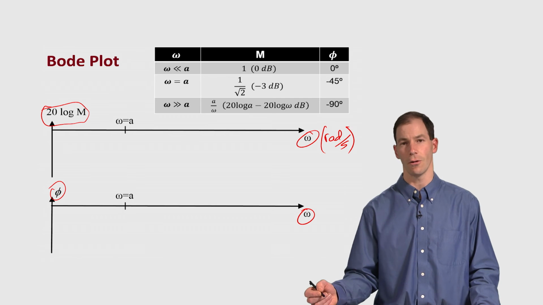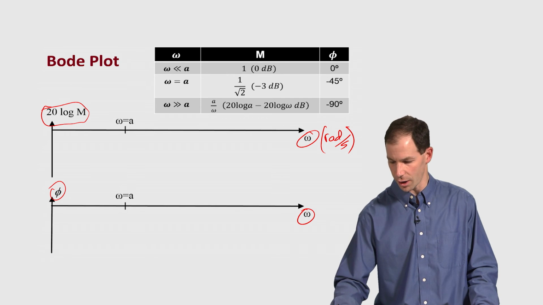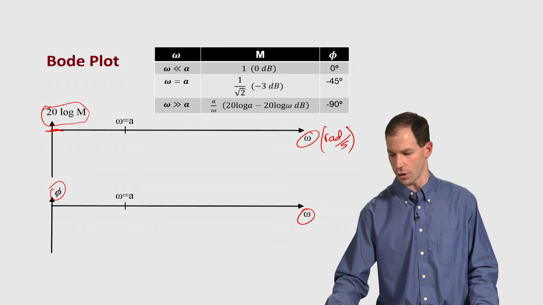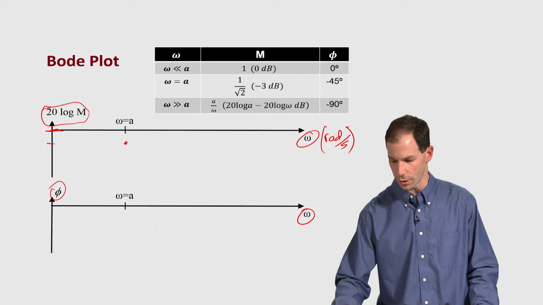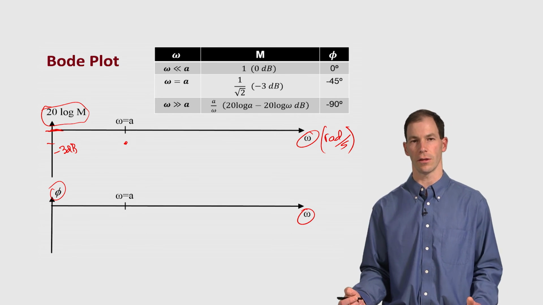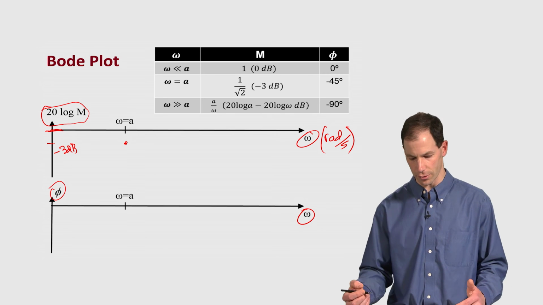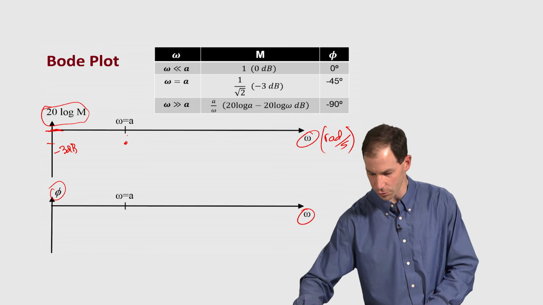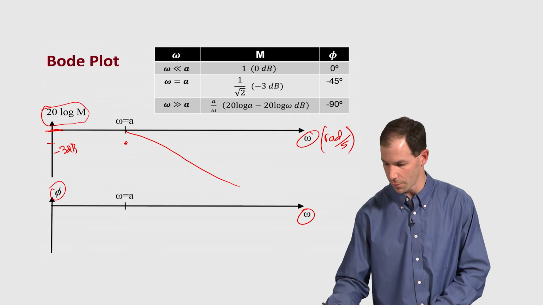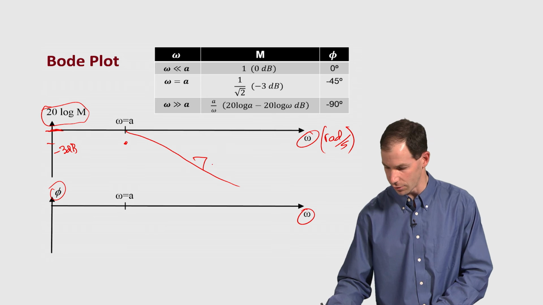So first of all we say when omega is much less than a, I'm at 0 dB. So I'm starting off kind of here. And then at my break frequency, where omega is equal to a, I'm going to be at minus 3 dB. And finally, I'm going to be approaching this line which has a slope of minus 20 dB per decade. So it's going to be a line, something like that. That should be a straight line. And the slope of this is minus 20 dB per decade.